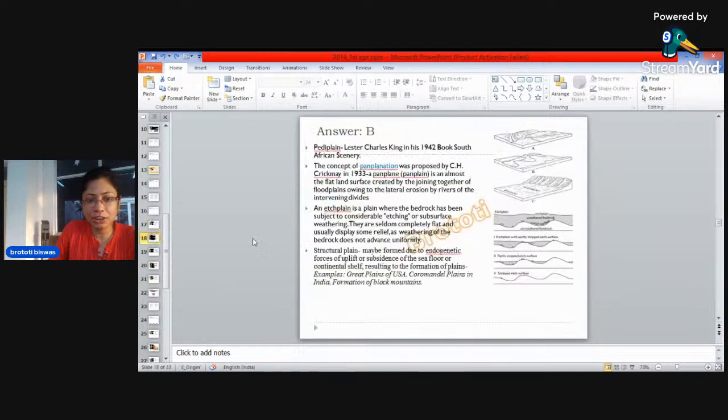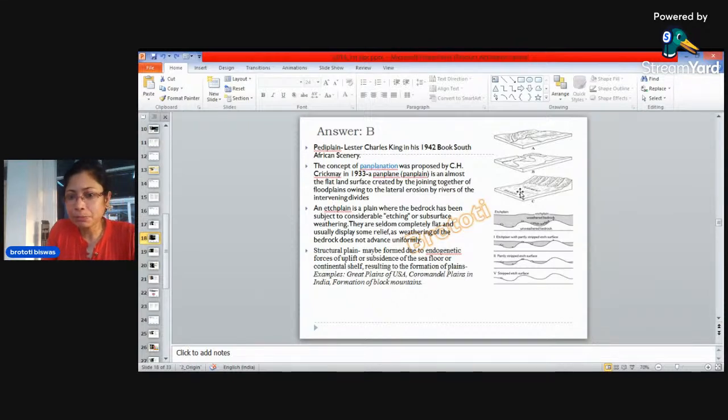So plane obviously not, because plane was given by Lester Charles King. Now, the concept of panplanation was given by Crickmay in 1933. So what is panplane? You must know what panplane is. Panplane means that this is an almost flat land, as you can see over here, which is created by the joining together of the various floodplains. And why? Because of the lateral erosion of the rivers.